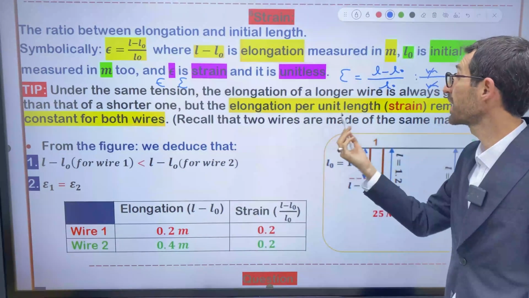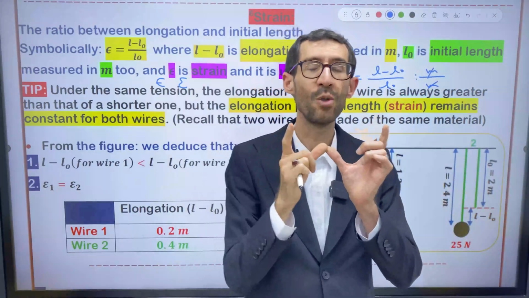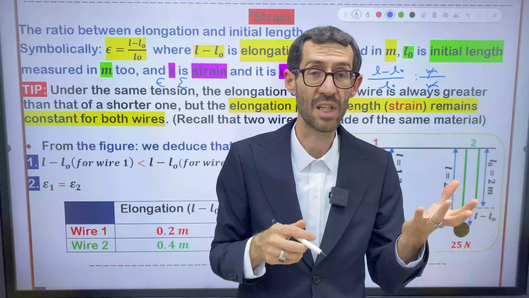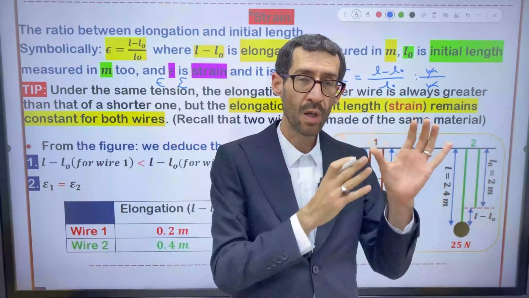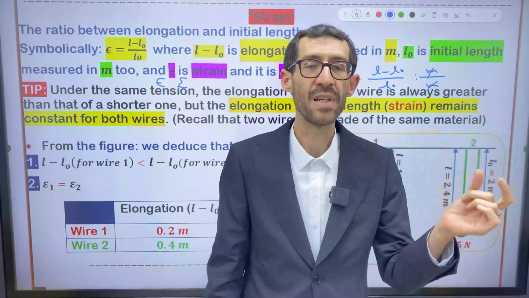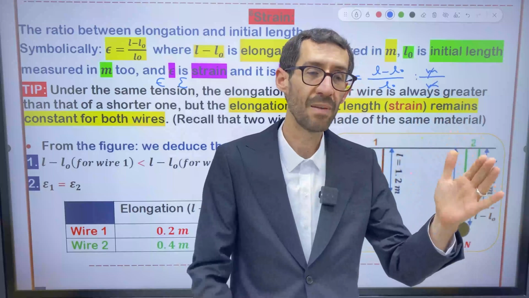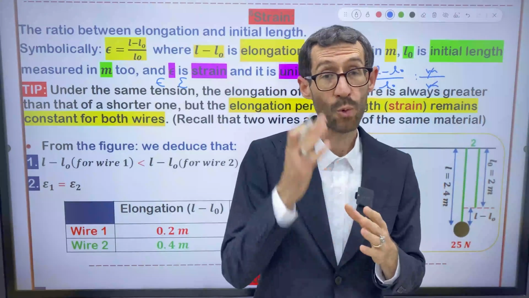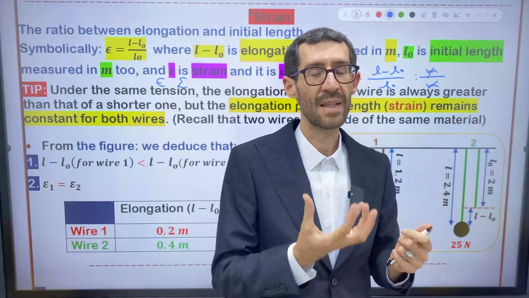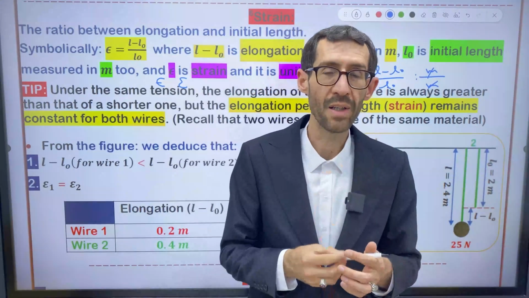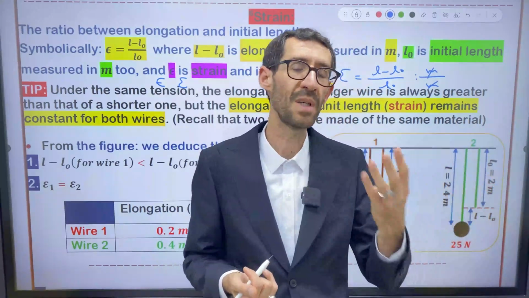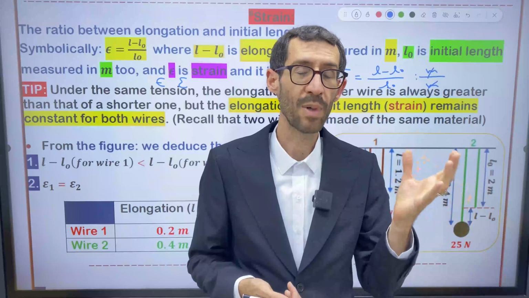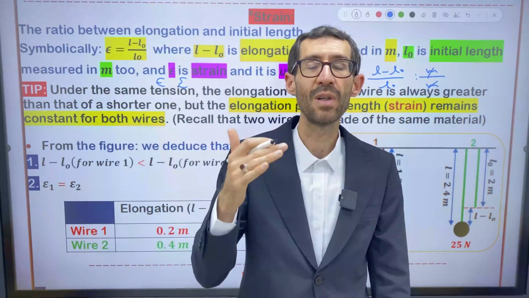It remains constant. What do I mean by this? It means for each unit of length, for each meter, for example, 1 meter, has its own elongation. Say you have a 2 meter wire, and you suspend a weight from the wire. What's the elongation of the whole 2 meter wire? Maybe it's 4 centimeters. So you can say the elongation for 1 meter is equal to 2 centimeters. What do I mean by this? It means elongation per unit length remains as it is.